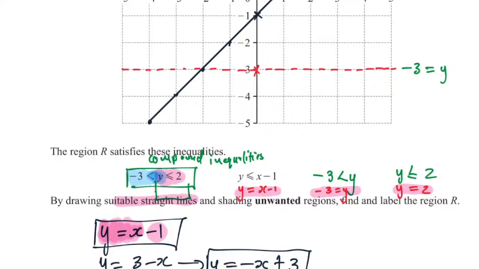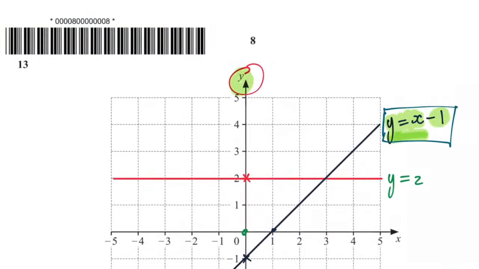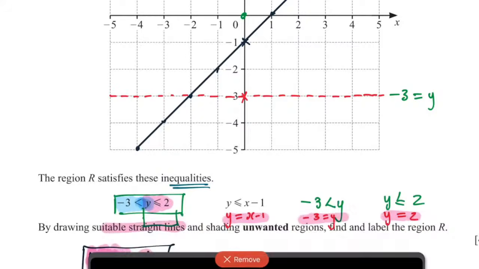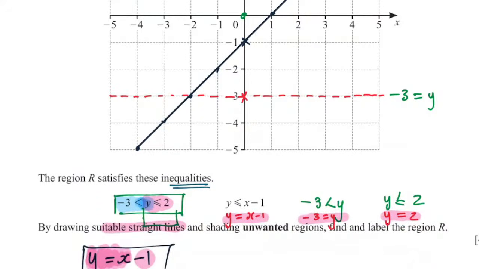Now let's shade. Class, they will say shade the unwanted. They said what here? No, look at it. The region R satisfies these inequalities. So by shading unwanted, we go on top of each inequality. Then we are going to change the crocodile only. You put y, you change the crocodile, you put x minus 1. You put minus 3, you change the crocodile, you put y. You put y, you change the crocodile, you put 2. This is what you have. These are the regions to shade.